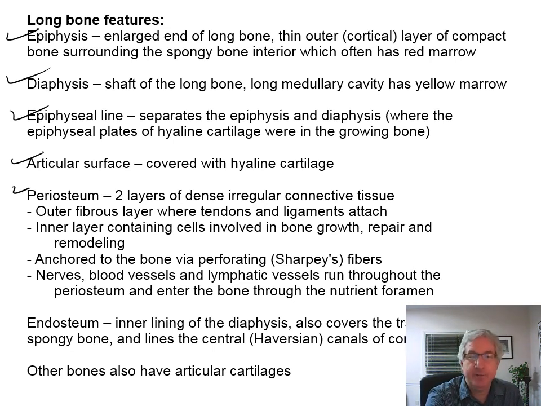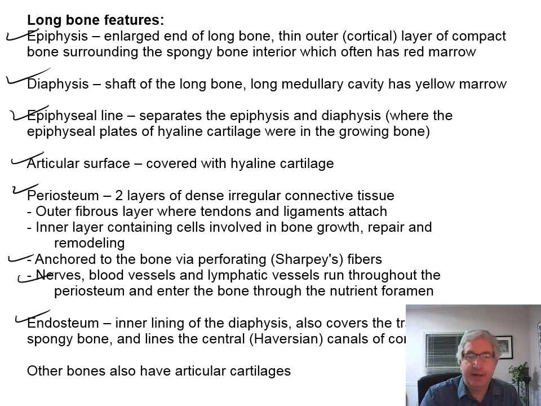Then you have the periosteum, which has two layers of dense irregular connective tissue. The outer fibrous layer, where tendons and ligaments attach. The inner layer containing cells involved in bone growth, repair, and remodeling. It's anchored to the bone by perforating fibers, also called Sharpey's fibers. And then there are nerves, blood vessels, and lymphatic vessels that run through the periosteum and into the bone through the nutrient foramen. So they go all around the outside, and there's also a little hole in the bone where it penetrates the bone and goes inside and feeds all the tissues inside the bone as well.